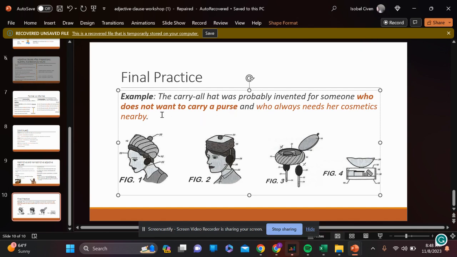You need to remember that this verb, does not want to carry, is connected to who, and this verb is also connected to who. You need to always remember also that the verbs are connected. The verbs in the adjective clauses are connected to their relative pronoun. In this case, that relative pronoun is who.